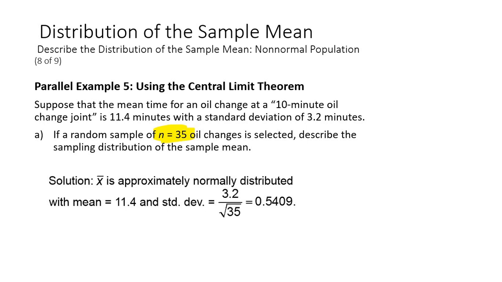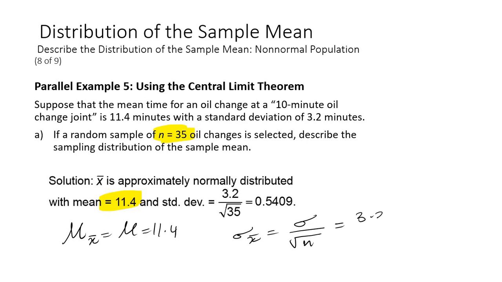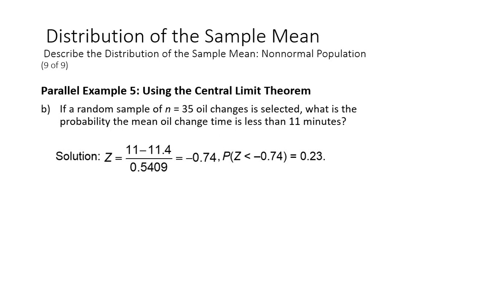So we know that the mean of the sample mean is equal to the population mean, which is 11.4. And then the standard error for the sample mean, or the standard deviation of the sample mean, is the population standard deviation divided by the square root of the sample size, which in this case is 3.2 divided by the square root of 35, and it gives you 0.5409. So now we computed the mean and the standard deviation for this distribution, or we described this distribution.